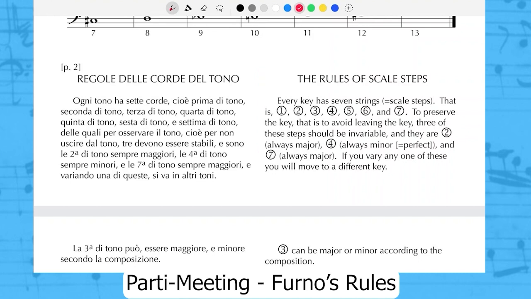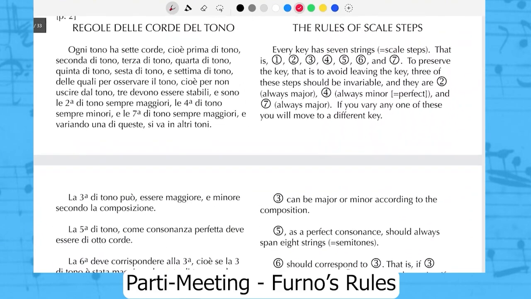Yeah, obviously. Okay. Every key has 7 strings or scale steps. That is 1, 2, 3, 4, 5, 6, and 7. To preserve the key, that is to avoid leaving the key, 3 of these steps should be invariable, and they are 2, always major, 4, always minor or perfect, and 7, always major. If you vary any one of these, you will move to a different key. Exactly. 3 can be major.